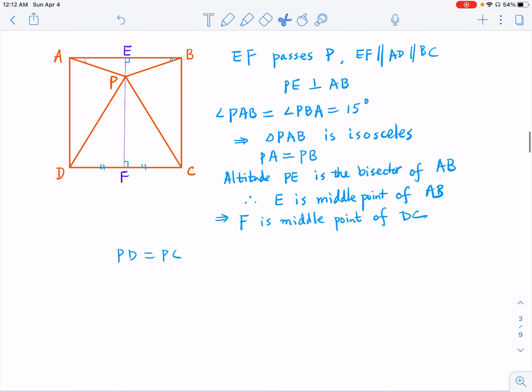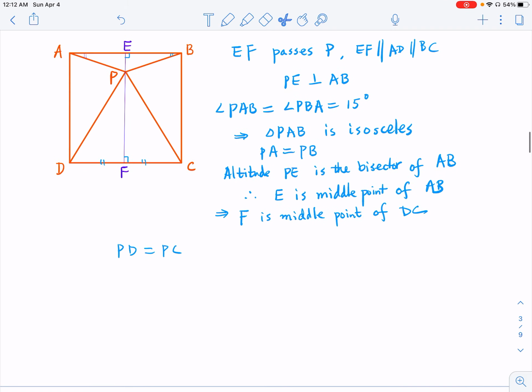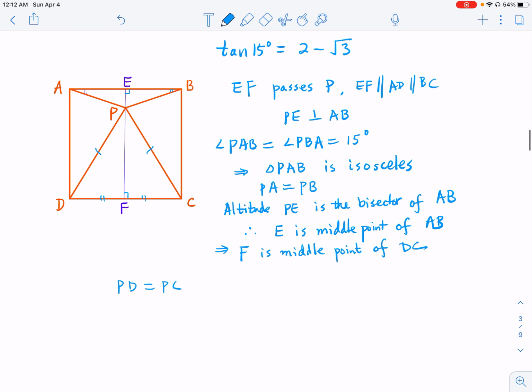All right, now we have proven that PDC is isosceles, so PD equals PC. In order to prove it is regular, it is enough to show that this angle is 60 degrees, so this angle equals this angle. If we can show that it's 60 degrees, then we're done. Now, how do we show it's 60 degrees? Let's use the fact that tangent 15 is equal to this. This is 15 degrees.